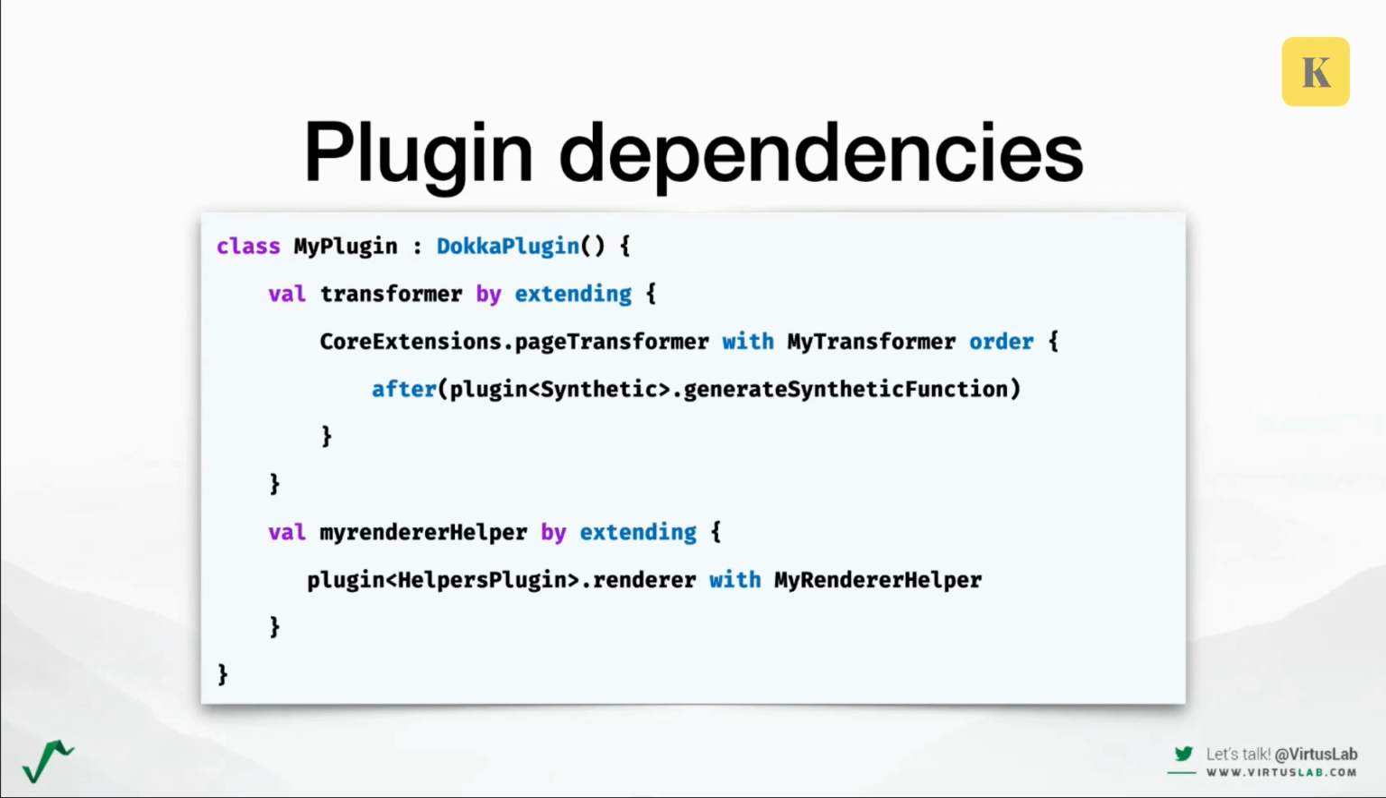Also, here you can see a slightly more advanced example of the extension DSL. We've got order blocks that are specifying dependencies between extensions. So here we are specifying that our transformer is running after generate synthetic function from some synthetic plugin. Both the synthetic plugin and generate synthetic function are not just identifiers, not just strings. They are symbols of Kotlin. They need to be available during compile time, and they need to be type checked. So this allows us to ensure that if you want to depend on some other extensions, you actually need to have it as your dependency.